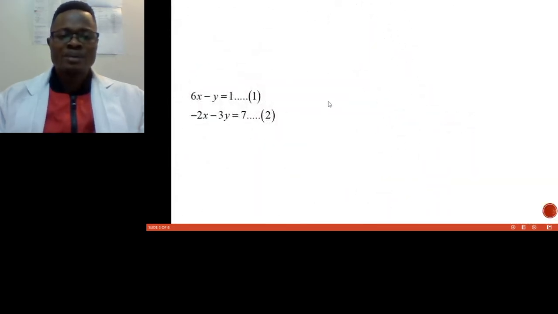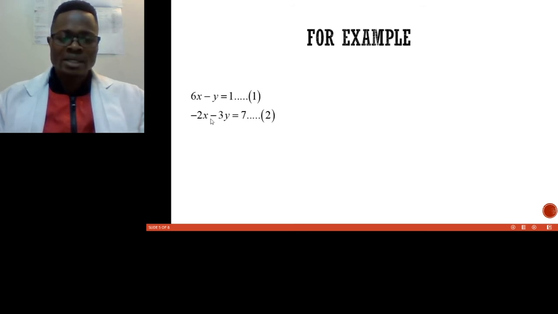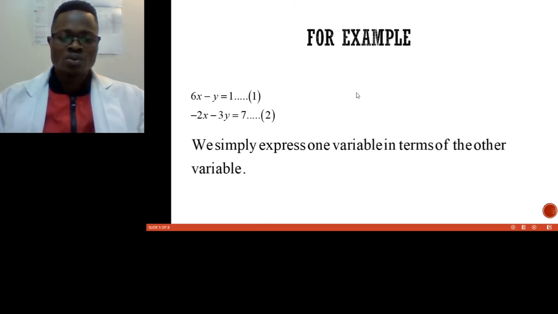Let us take for example, maybe you are given 6x minus y equals 11, and this is your equation 1, and you are given minus 2x minus 3y equals 7 as your equation 2. So what you are going to do is simply express one variable in terms of the other variable. When I say that we express one variable in terms of another, what I mean is that we express y in terms of x, or we express x in terms of y.